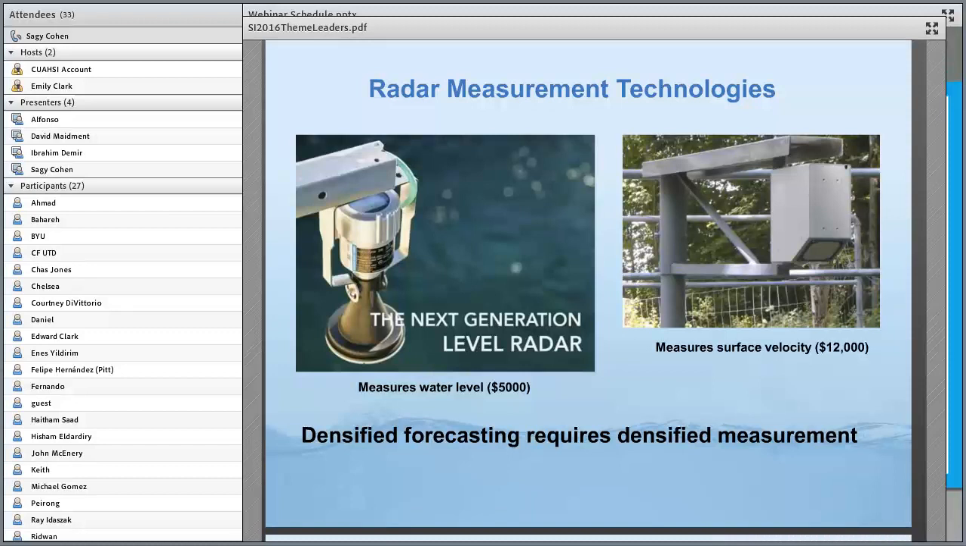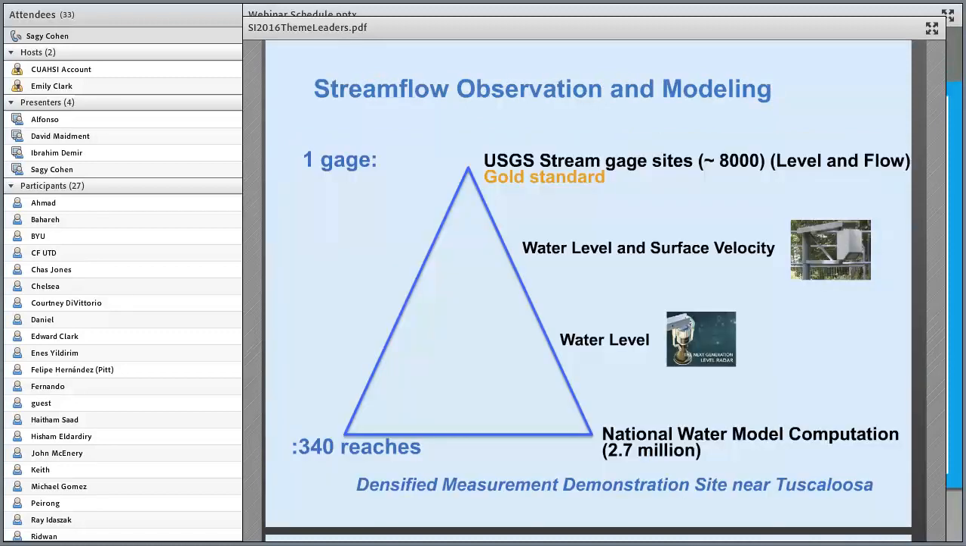So this can be facilitated by radar sensors for water level and velocity that are now available at a reasonably affordable price, which we can install in a demonstration site in Tuscaloosa County. So we don't yet have a detailed plan for how many of these sensors we'll have or where specifically we'll be installing them, but they can be easily installed on bridges and other structures, and I have a meeting next week with staff from our local USGS field office to talk about the planning for the installment of the sensors.